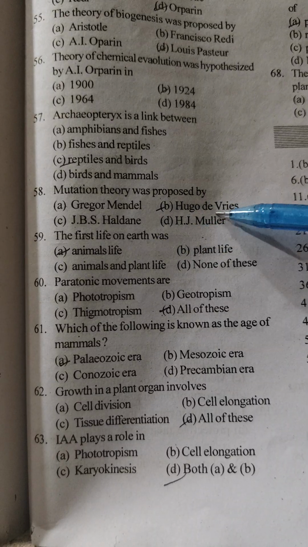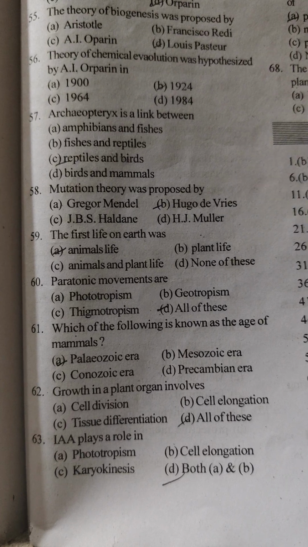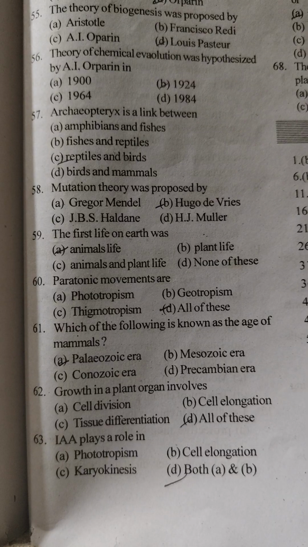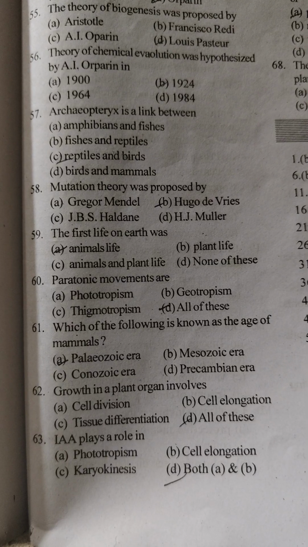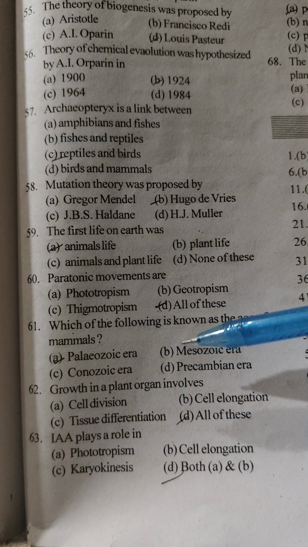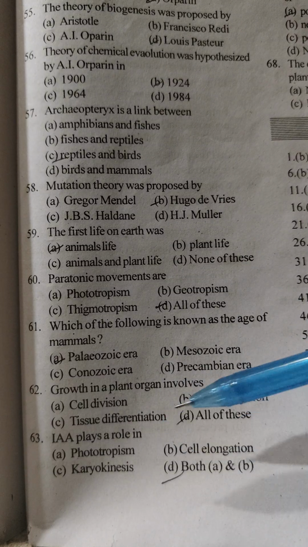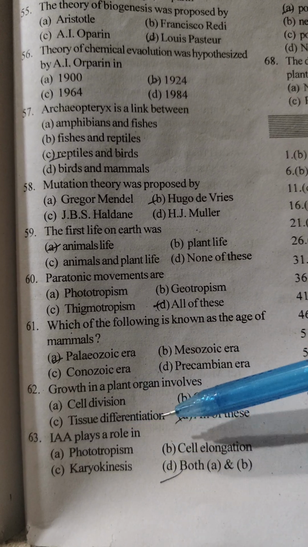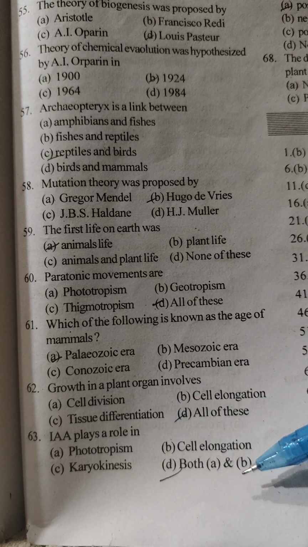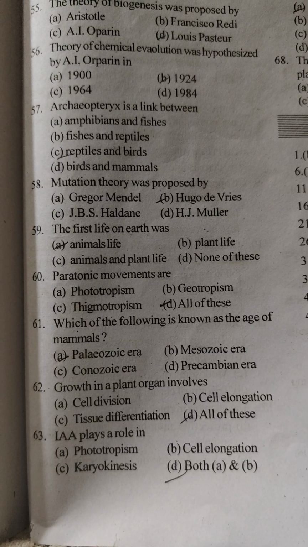The first life on Earth was animal life. Paratonic movements are phototropism, geotropism, thigmotropism too. That is all of the above. Which of the following is known as the age of mammals? Growth in a plant organ involves all of this: cell division, cell elongation, tissue differentiation. All of them happen. IAA plays a role in both A and B, in phototropism and in cell elongation. Is that okay or not?